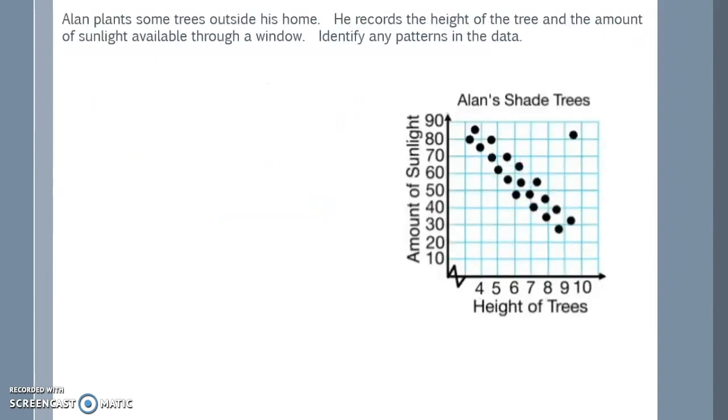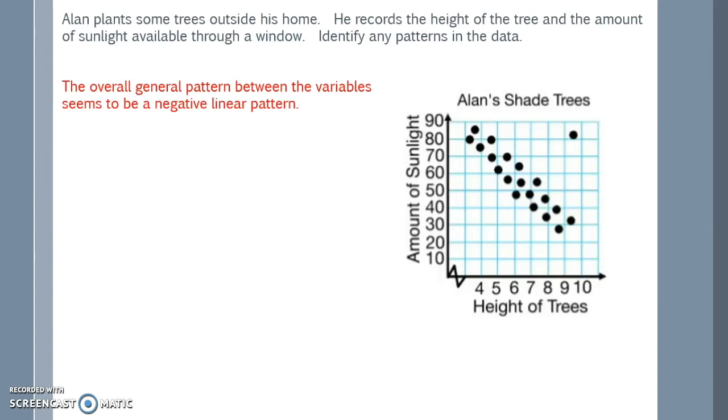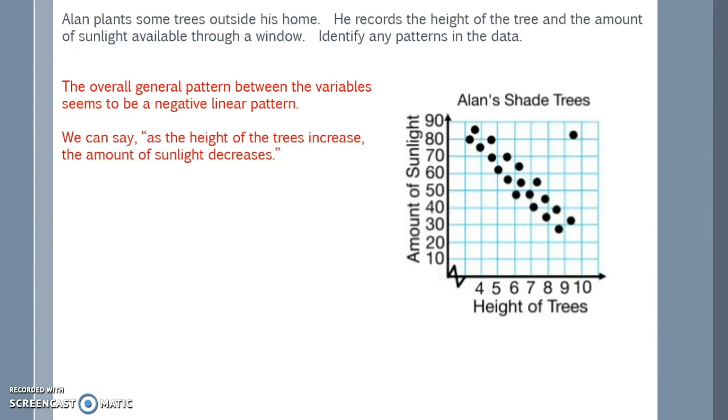Alan plants some trees outside his home. He records the height of the tree and the amount of sunlight available through a window. Identify any patterns in the data. The overall general pattern between the variables seems to be a negative linear pattern. We can say as the height of the trees are increasing, the amount of sunlight is decreasing. Further, there appears to be an outlier in the data.